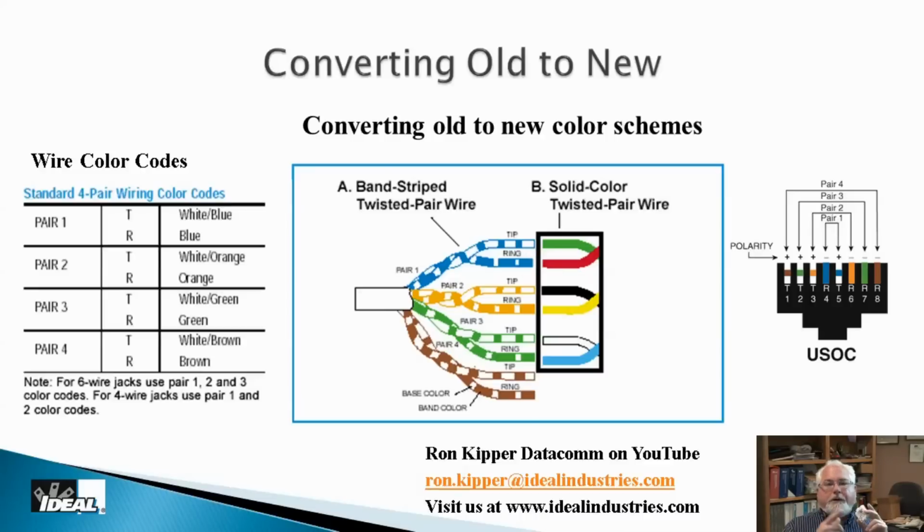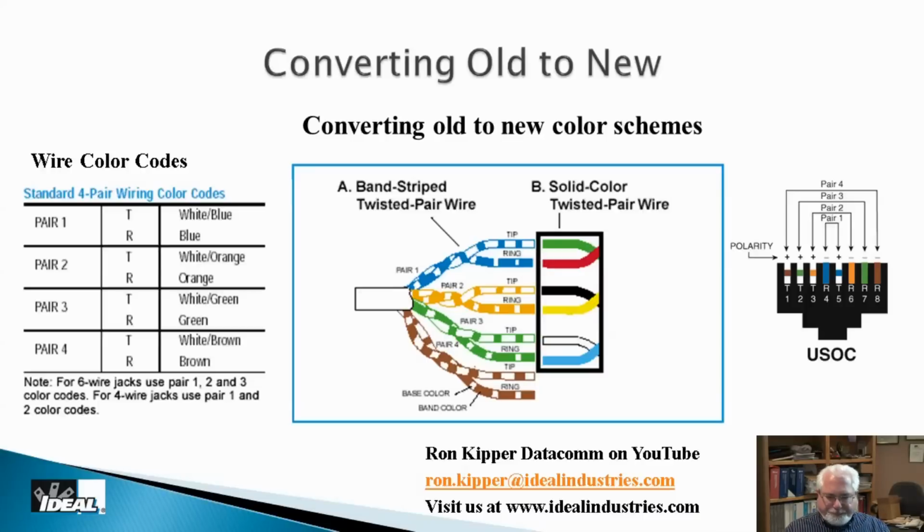And the red screw in here would get hooked up with the blue with the white stripe. So that's how we go about converting old to new if we had to. And you'll notice on the chart on the left and in the middle there that the white conductor of that cat array color is always the tip of the pair, and the colored version of it is always the ring of the pair.